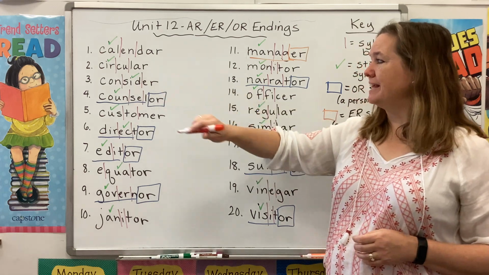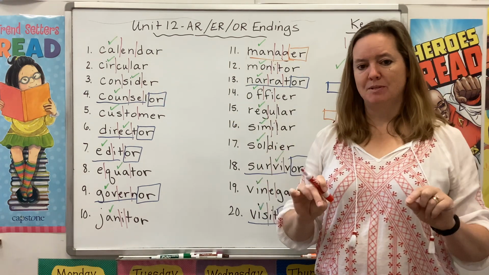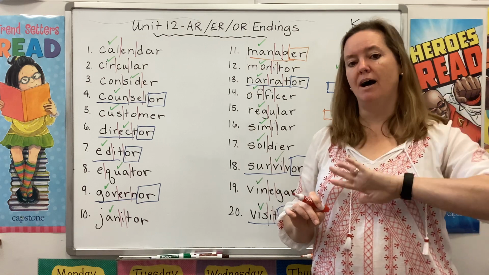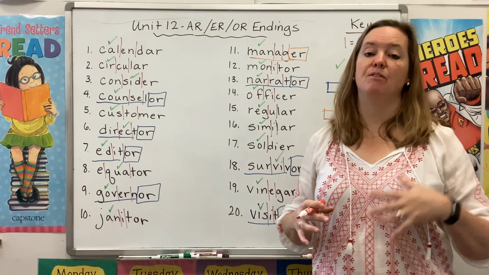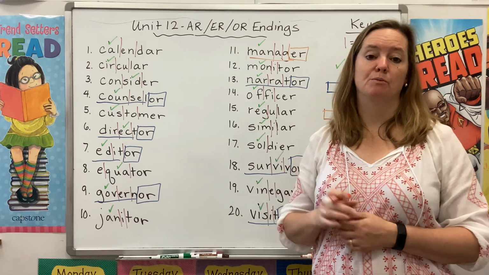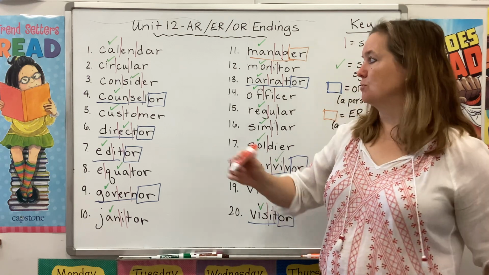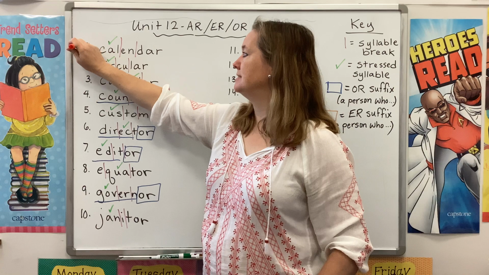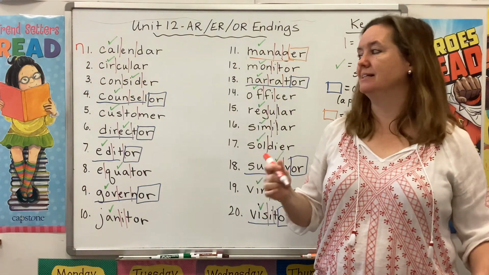So if we start with calendar, you know what that is, right? It's something you hang on your wall. You've got a page for each month. It helps you figure out what day of the week different dates fall on. It's also a place for you to record your doctor's appointments and your baseball games and that sort of thing. So a calendar is definitely a noun. So let's put an N there, right? It is a thing.